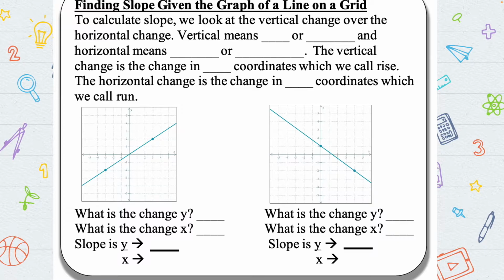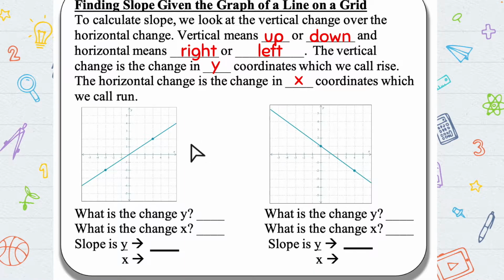So to calculate slope, we can look at the vertical change over the horizontal change. Remember, vertical change means up or down, horizontal change means right or left. So we're always looking for the change in y over the change in x. That's how we look at slope. We can see that down here. The vertical change is the change in the y coordinates, which we call rise, and the horizontal change is the change in x, which we call run. That's going to become a much bigger theme here as we move forward. An easy way to remember slope is to say rise over run.